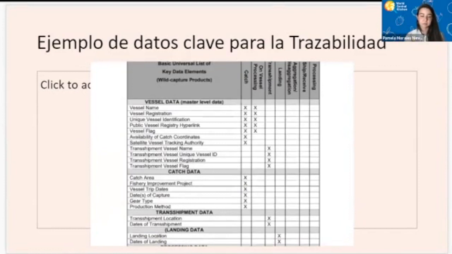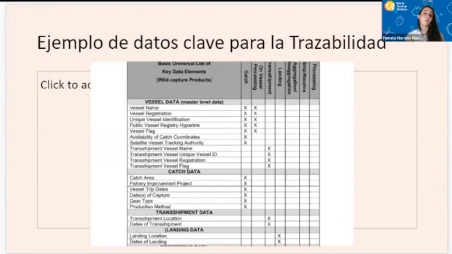So these key data elements are what should be collected about the fish from the very beginning of its journey out of the water. Y estos son los componentes que se deberían estar documentando desde el momento en que se va a hacer la pesca. And that could be the vessel name.